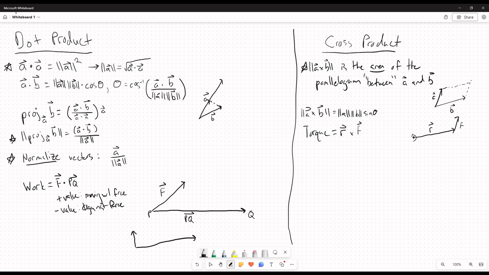So that's something we will have. So the magnitude of r cross f is the amount of torque.